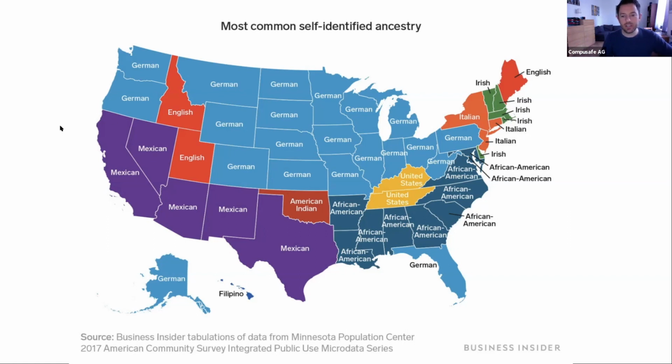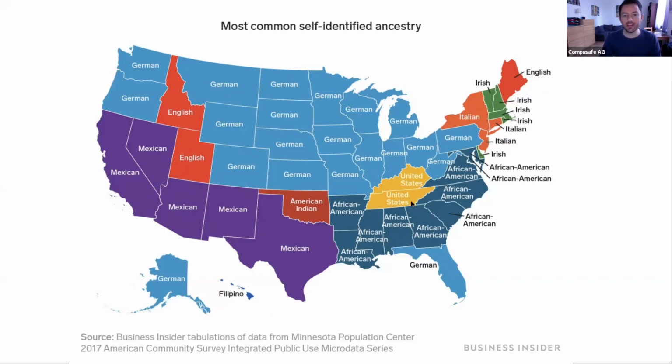And what's interesting here is you can see that if we look at the most common self-identified ancestry, it's German across much of the United States. And so that's something important to keep in mind, that German culture, German identity has been a part of the United States for quite a long time, and it is an important part of the United States. In fact, you can see the only states with predominantly English ancestry are Utah, Idaho, and Maine, funny enough.